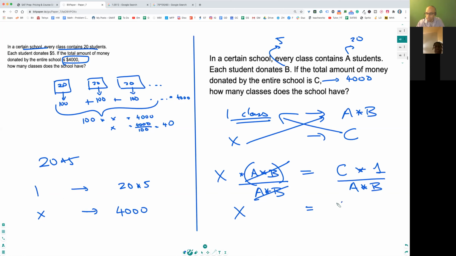So this is going to be C over AB, right? C over AB, because this goes C over AB over here, right? And so that's going to be your answer, right? That's going to be your answer, C over AB. Okay, perfect. So well done for your patience over here.